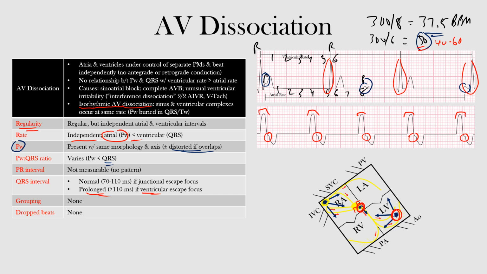So the main takeaway that I want you to get from this is that AV dissociation occurs when the atria and ventricles are under control of separate pacemakers and beat independently with a faster ventricular than atrial rate.